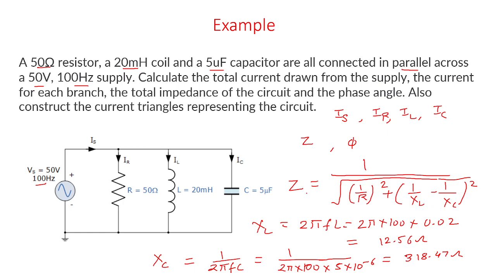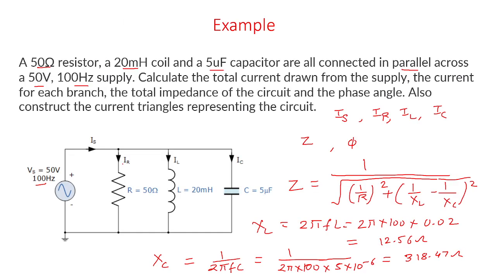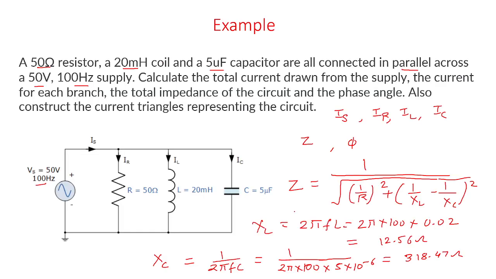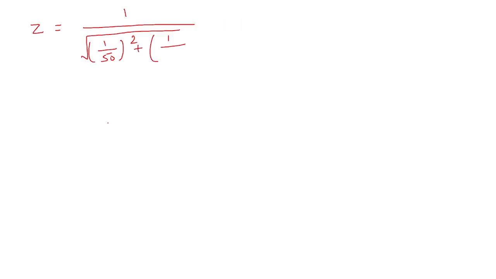We can easily find out the impedance, which is equal to 1 divided by the square root of (1 divided by the resistor, which is given in the question as 50 ohm, so 1 divided by 50) squared plus (1 divided by XL minus 1 divided by XC) squared. XL is 12.56 and XC is 318.47.